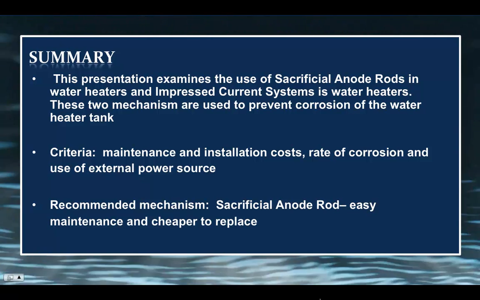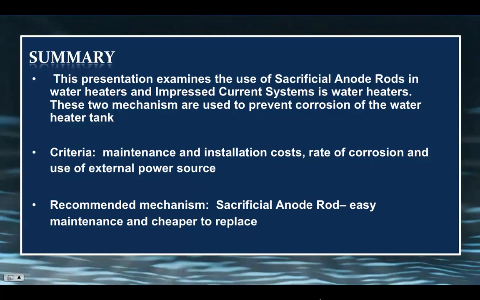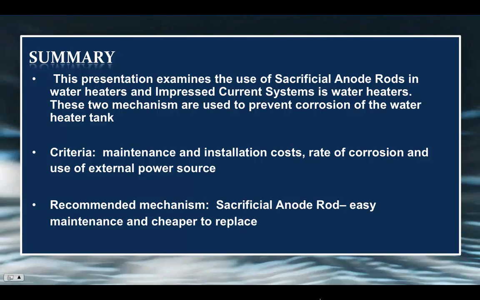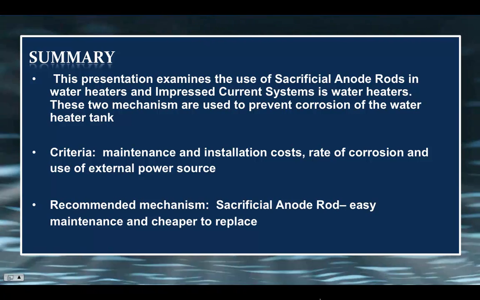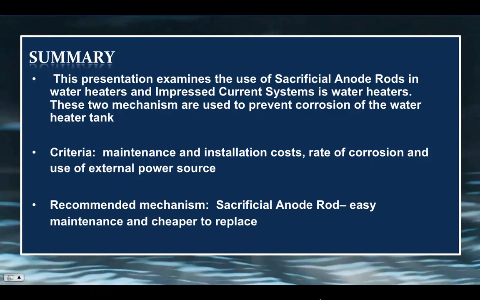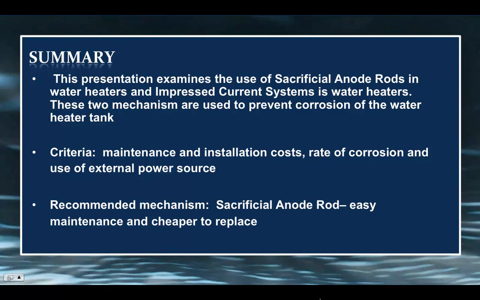This presentation examines the use of sacrificial anode rod and impressed current systems in water heaters. These two mechanisms are used to prevent corrosion of the water heater tank, as the tank is usually made of steel. The criteria are maintenance and installation costs, the rate of corrosion, and the use of external power sources.